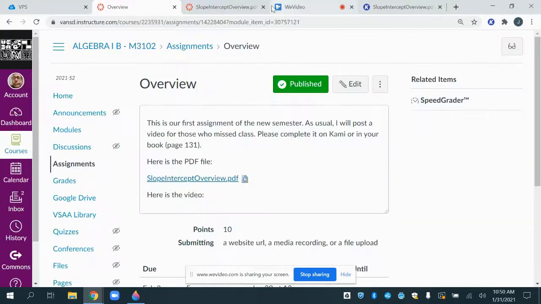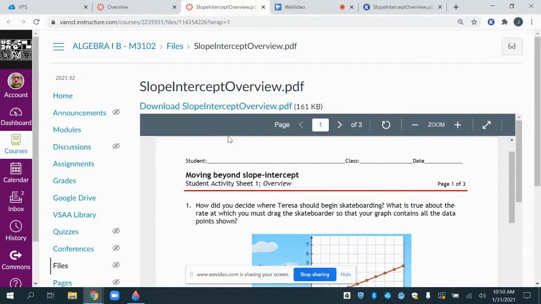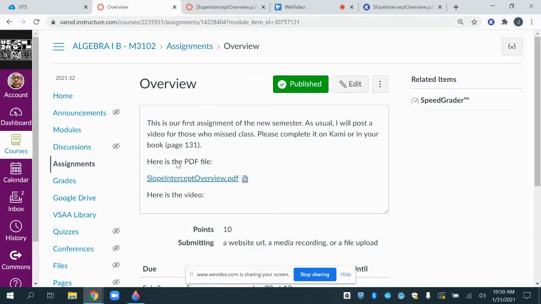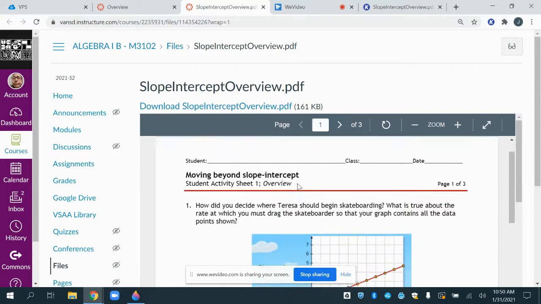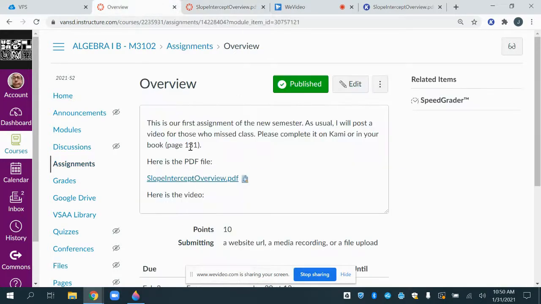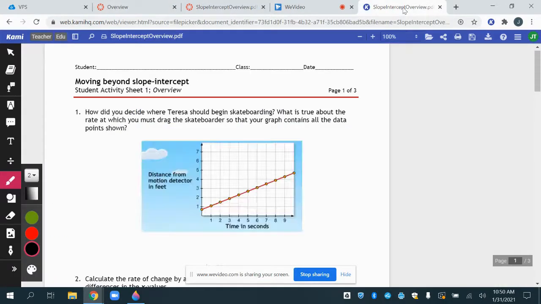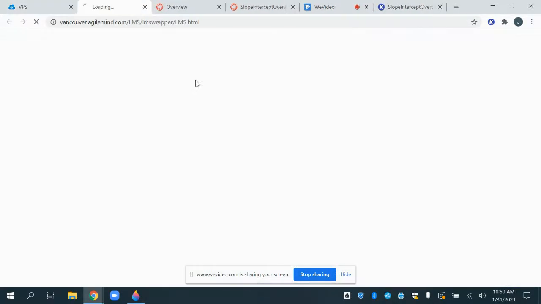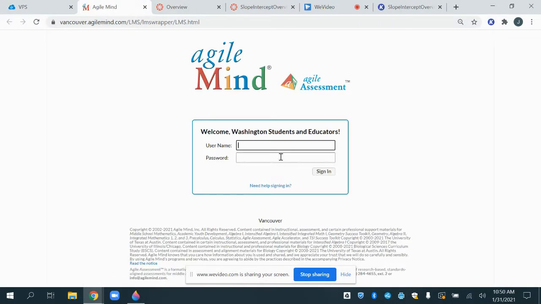Leave this. Okay. So this is the assignment. The first assignment you have is called Overview. When you click on here, you should have an assignment like this. Notice it's page 131. I'm trying to be good about putting that into the assignment. And let's talk about this. Oh my gosh, I forgot to go in Agile Mind. Sorry to waste a tiny bit of time.